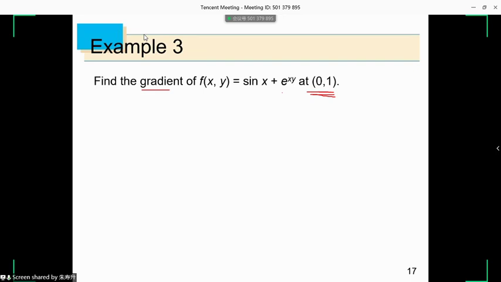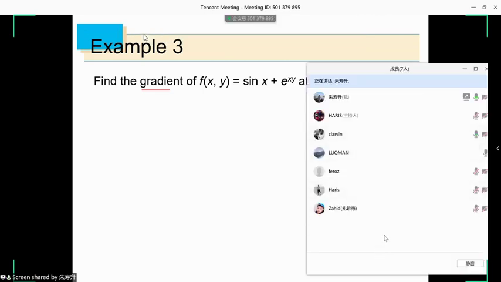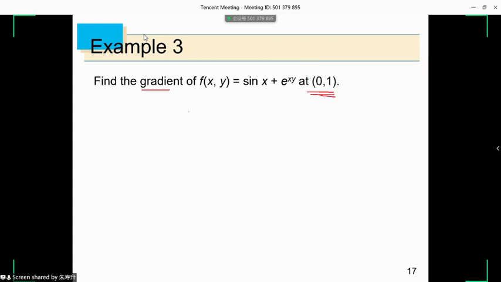Okay, this is easy, yes? Please answer if possible. Gradient f equals... Lookman, can you answer? The gradient f, delta f, will equal: first we take the derivative with respect to x, treating y as constant. The derivative for x equals cos x plus y times e raised to the power xy.